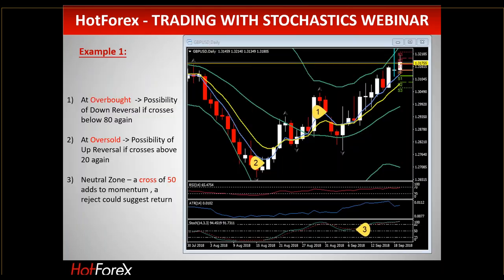So here, overbought and oversold. Again, this is up at the daily time frame. This one is set at 14, 3, and 3. So again, we've come down. We've gone into the oversold. Hopefully you can see all this here. So, actually, let's do the overbought one first. So here, one. We've rallied up. Actually, let's do it the other way around. Let's do number two first.